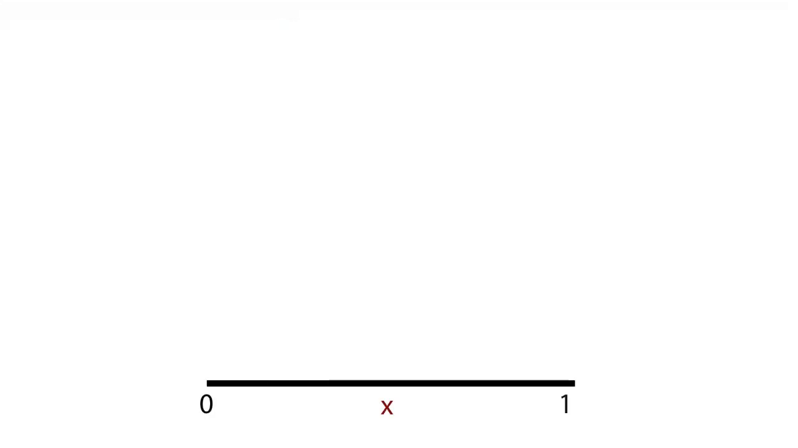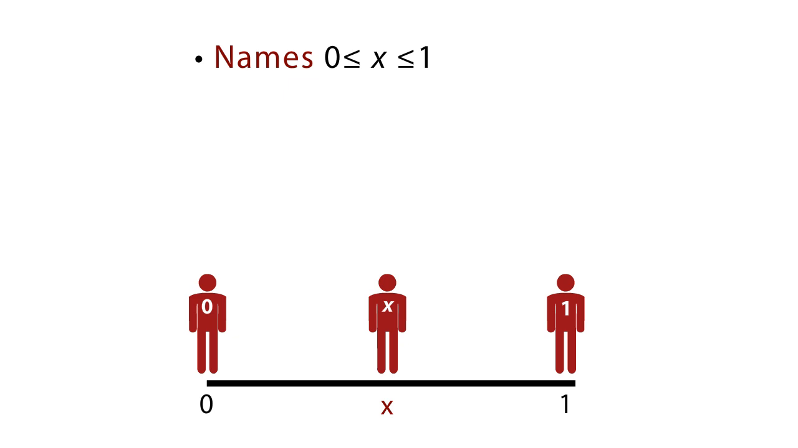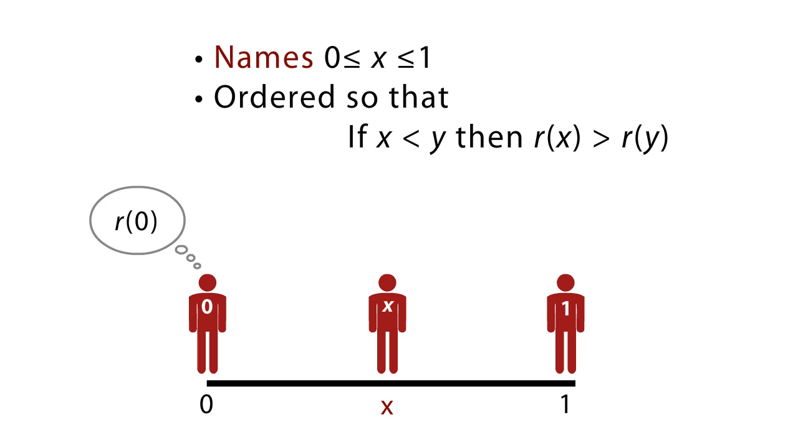We need to figure out how those prices vary with people's names. And since we've made the names arbitrary, let's just line people up according to their reservation prices. Let's suppose that the person named 0 has the highest reservation price, and reservation prices just decline as we move along from 0 out towards X equal to 1.